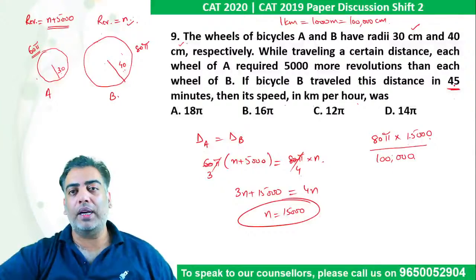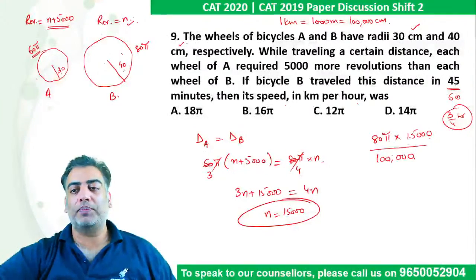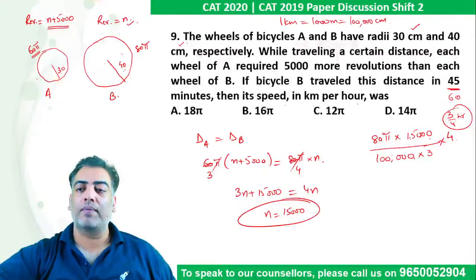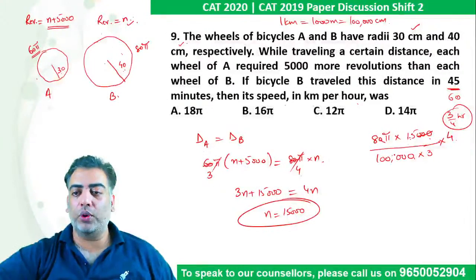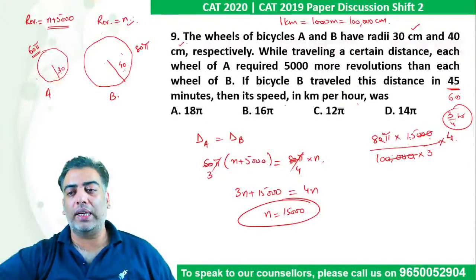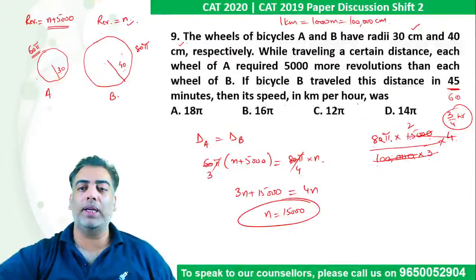Now 45 minutes should be converted to hour. Divided by 60 comes out to be 3 by 4 hours. So speed is distance divided by time. So when you divide it by 3 by 4, 3 will be in the denominator, 4 goes in the numerator. 3 and 1, 4 zeros got cancelled out. 15 into 4 is 60 and 3 into 10 is 30. 30 times 2 is 60. Answer comes out to be 16 pi, which is option B.